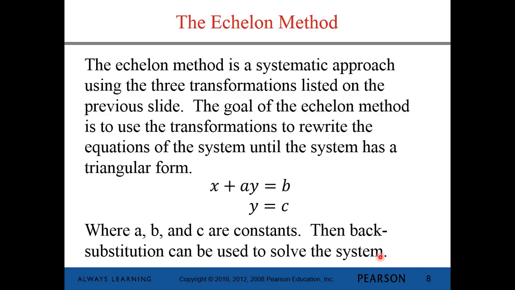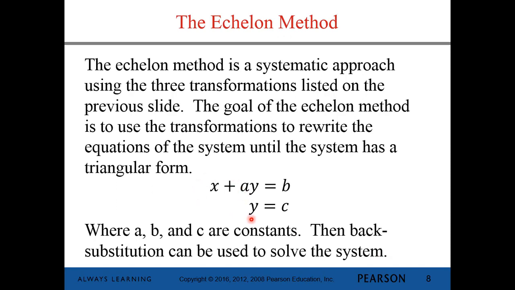So let's talk about the echelon method. Using these three transformations listed on the previous slide, the echelon method is a systematic approach. The goal of the echelon method is to use the transformations so that we get a system of equations that has a triangular form. What do I mean by a triangular form?